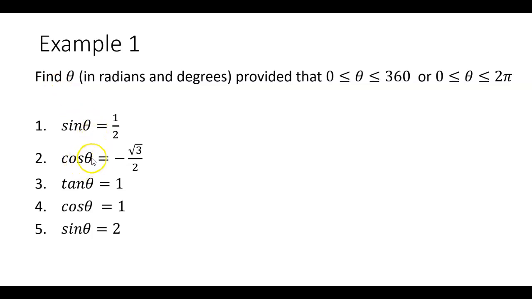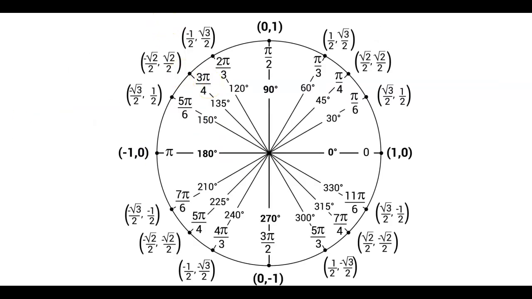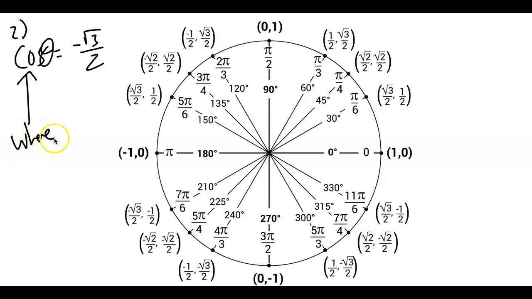Number 2, cosine of theta equals negative radical 3 over 2, sorry. So cosine of theta equals negative radical 3 over 2. Let's find where that's located. Now cosine is the x value. So this is saying, where does x equal negative radical 3 over 2? All right. Well, let's find some here. Here's one.